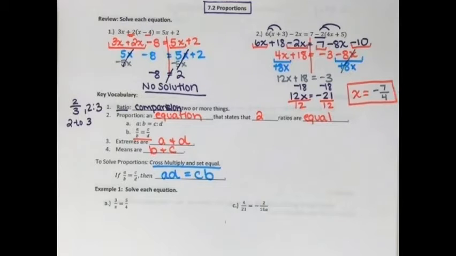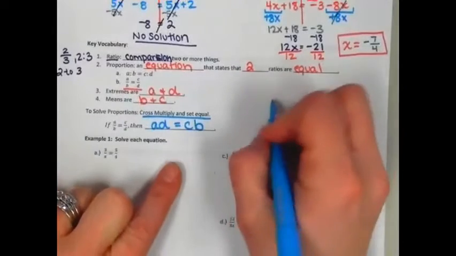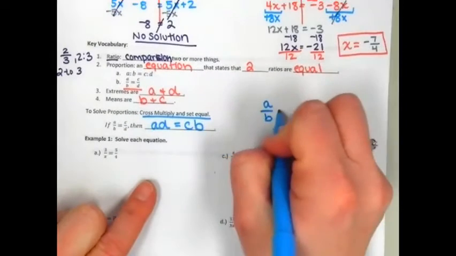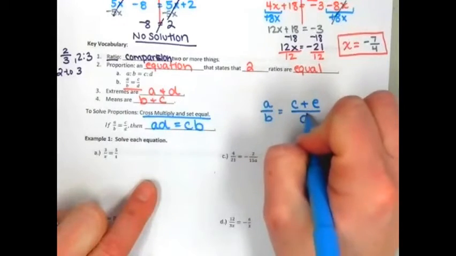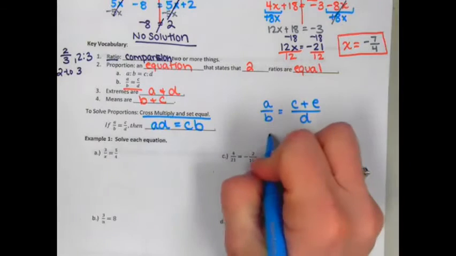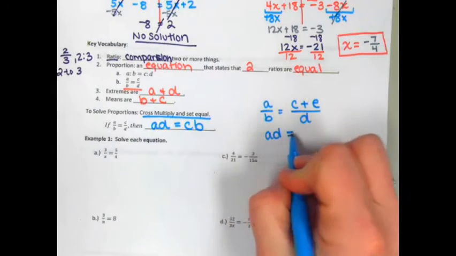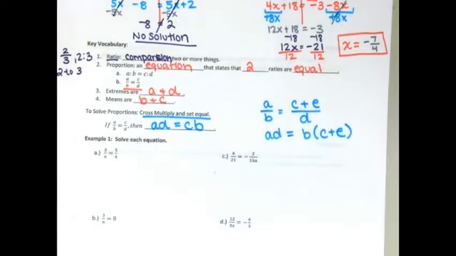Yeah. Okay. Now, one thing, if we throw in plus or minus signs, so say we had something like A over B equals C plus E over D. When we go to cross multiply, we do the same thing. We do A times D, set it equal to B. Now we have to make sure we put the quantity of C plus E inside the parentheses. So make sure if you see a plus or minus sign, you always have to put them around in parentheses, okay?